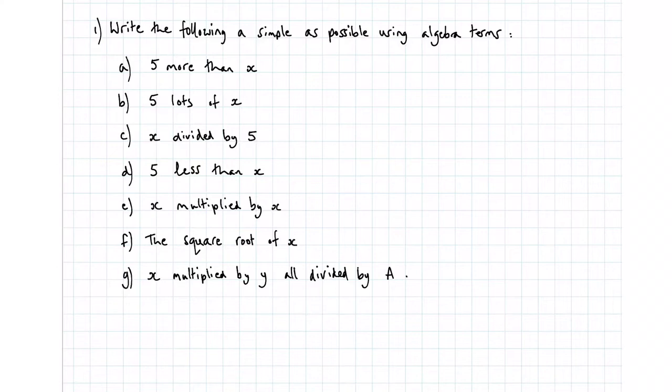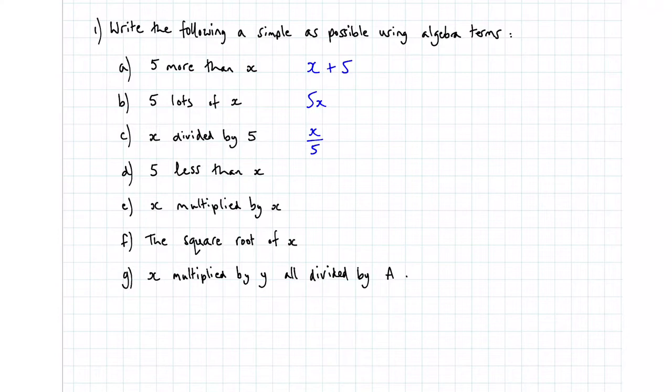5 more than x. Now I did talk about this in the actual video itself. You can take x and you add 5. Let's have a look at this next one. 5 lots of x. Well, that is 5 multiplied by x, and it is important that you're not allowed to write x5. X divided by 5 looks like this. Oops. Let's just tidy that up a bit. There it is. X over 5.